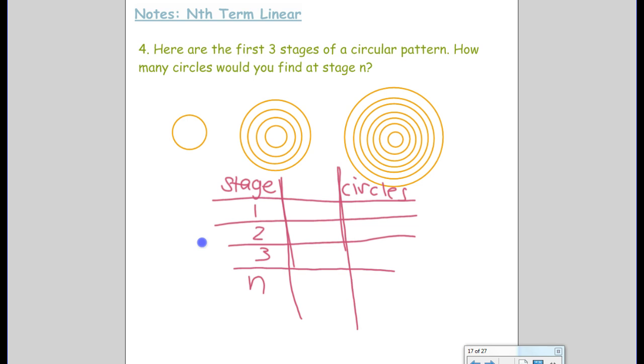Alright. So Jacob counted them for us. What was it in stage 1? 1. Stage 2? 4. Stage 3? 7. Okay. 1, 4, 7.